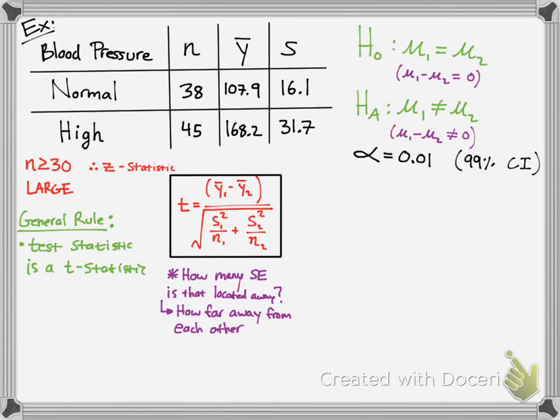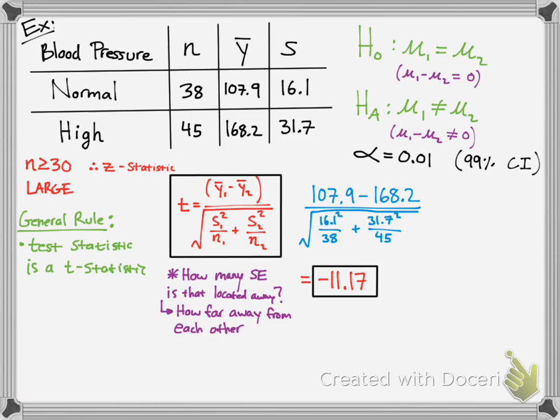And we're going to compare the two means. We'll have normal be y bar 1, and then high y bar 2. So you compare the two differences at the top. You can plug in the standard deviations, square them, divide by the sample size, and take the square root, put them over each other, and you get this value of negative 11.7.